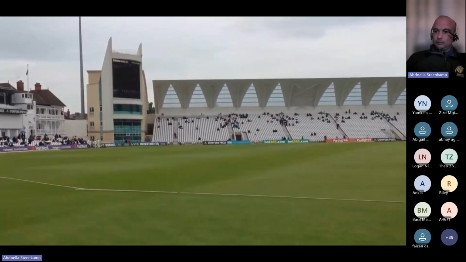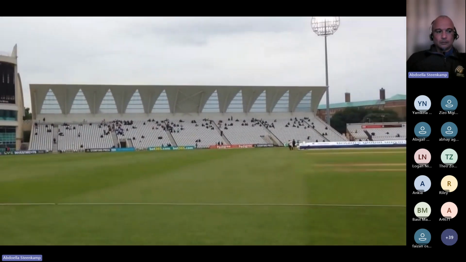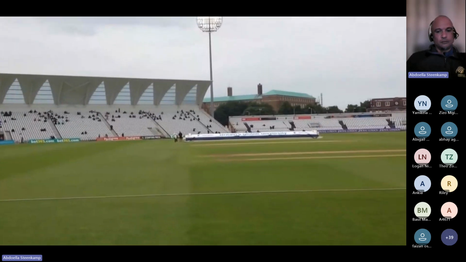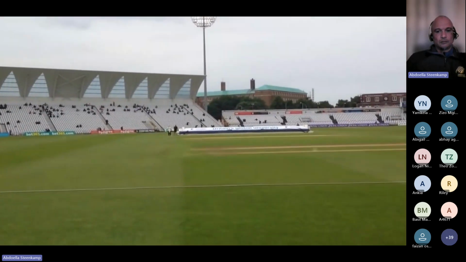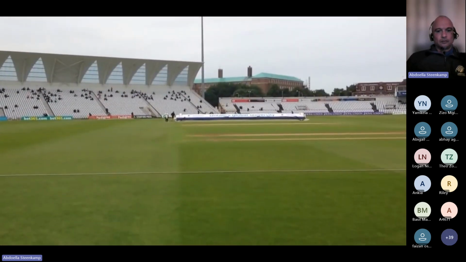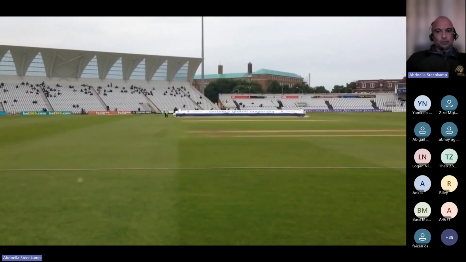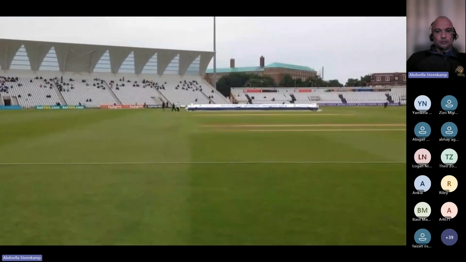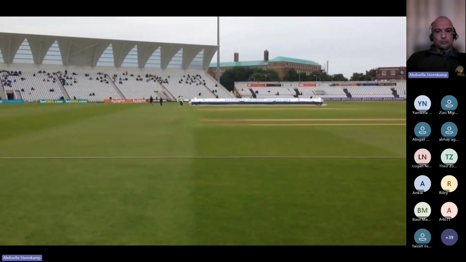So this is rather a disconsolate scene, as this light drizzle that has been falling since the start of play has got a little heavier. We all hope that it won't last for very long.